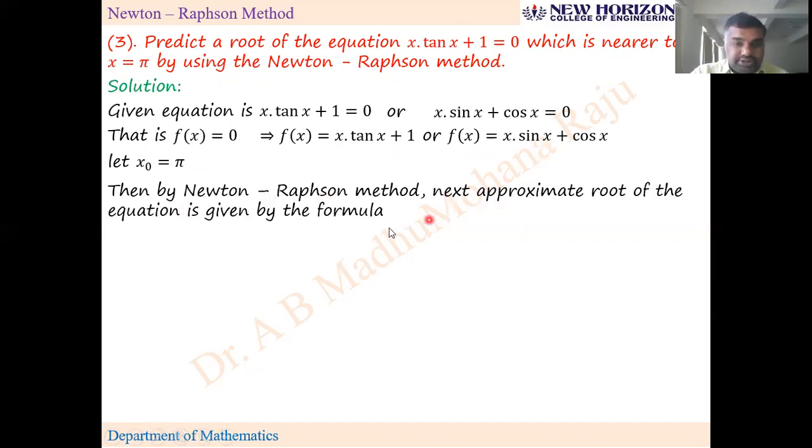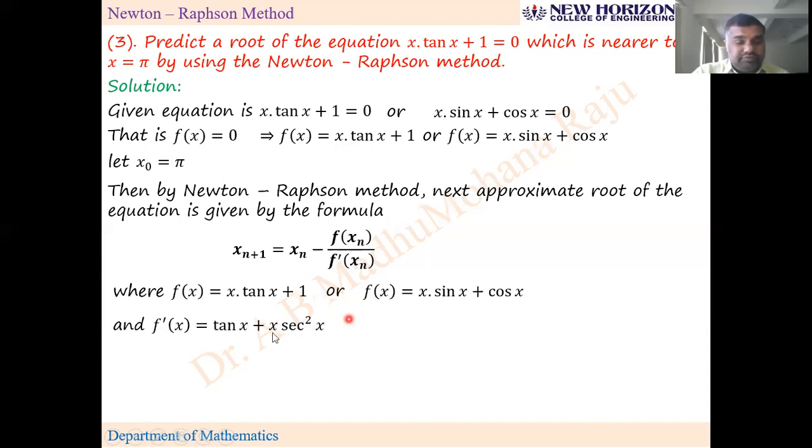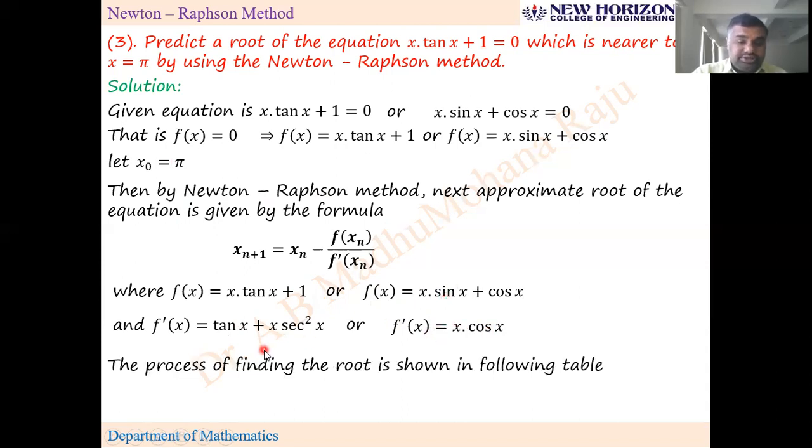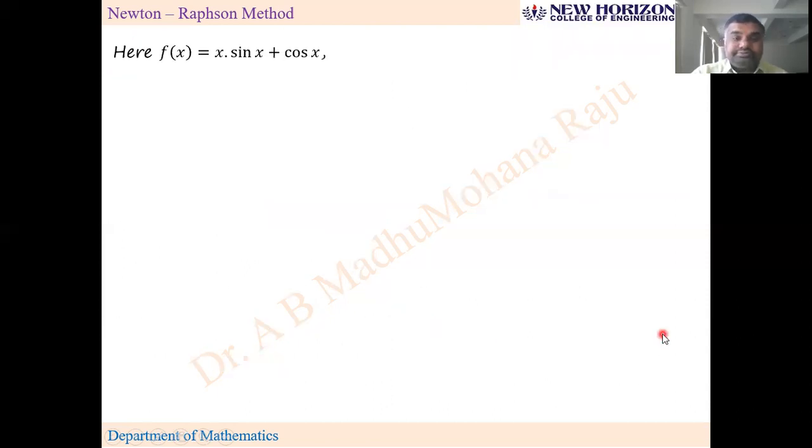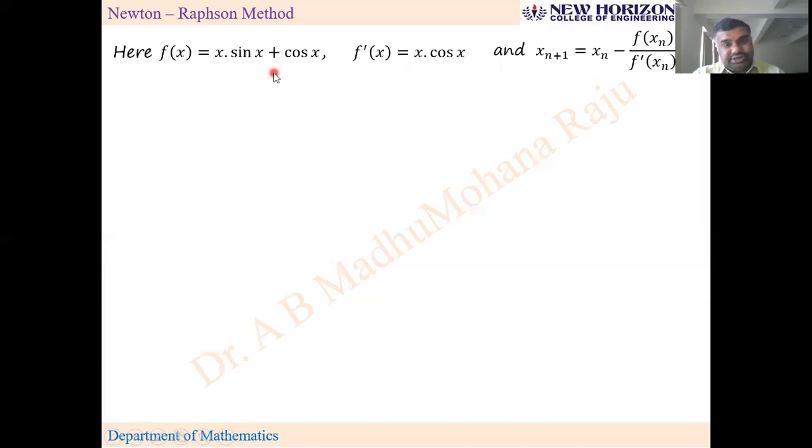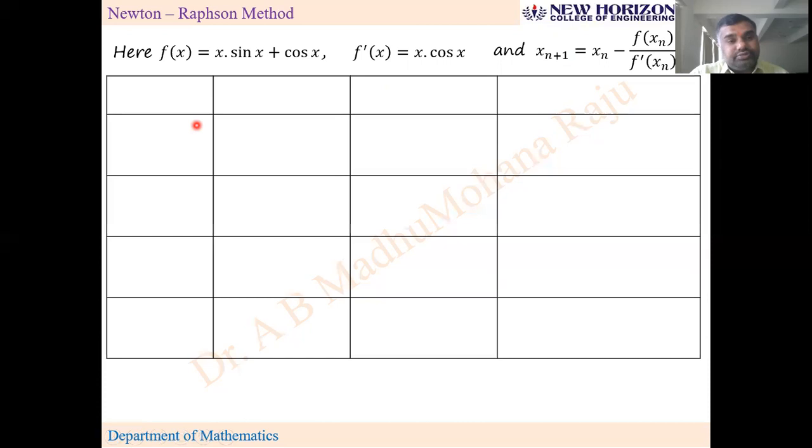Then by the Newton-Raphson method formula, f of x and the corresponding f dash of x, both I am showing here. Whichever you are convenient with, you can use. I think f dash of x equal to x cos x is the most convenient, so use f of x as x sin x + cos x. The process of finding the root is shown in the following table: f of x = x sin x + cos x, f dash of x = x cos x, and the xn plus 1 formula. Don't forget that the function has trigonometric values. When you are operating with the numbers, keep your calculator in radians mode.